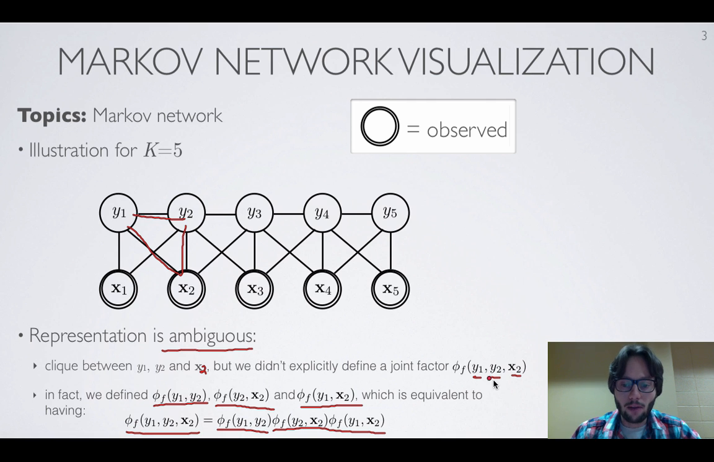But what if I had a model which actually had a factor between these three random variables that was more complicated? They correspond to different models. One is a bit more complicated and can model more sophisticated interactions between these three random variables, and the other just assumes that the way I'm going to model preferences between the values of these three random variables is as a product of preferences between pairs of variables. And so what we'll see is that there's another type of graph visualization which is going to allow us to distinguish between these two cases.